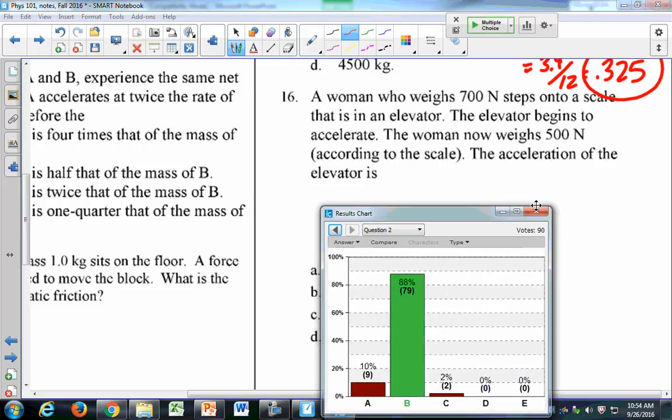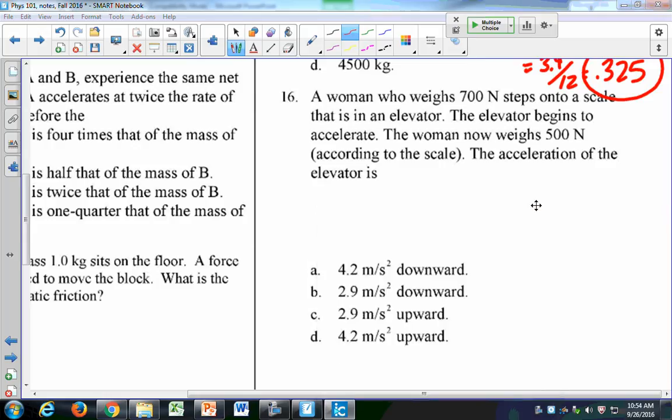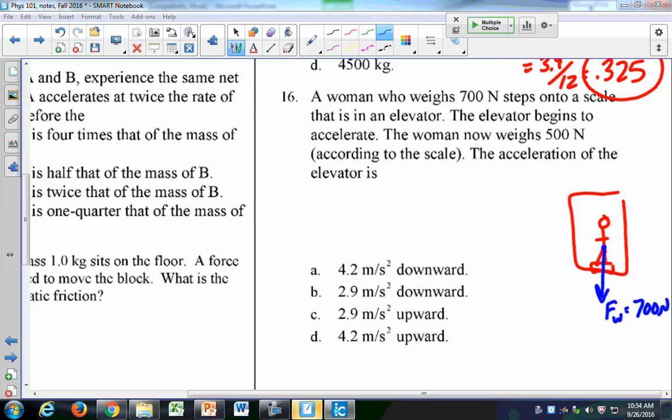This one's a little bit different from what we did with the elevator, but it's a lot the same. I'm going to draw a picture first. We have a scale here. We have our lady standing on top of it. I know that she has a weight, FW, that's equal to 700 newtons. However, I know that she feels like she weighs less than that. So that would be like this force, and this force is equal to 500 newtons. And then I want to know what is the acceleration.